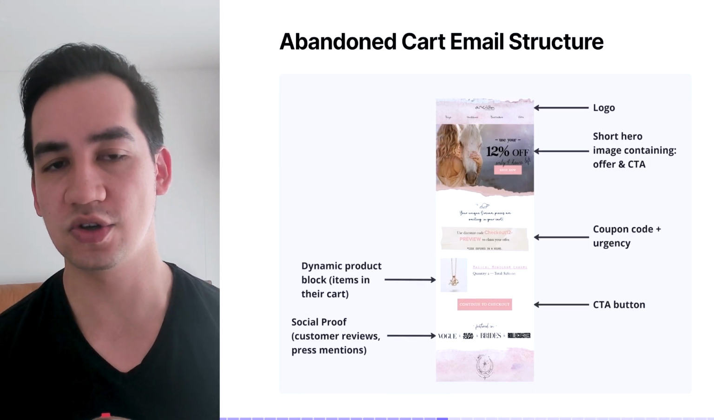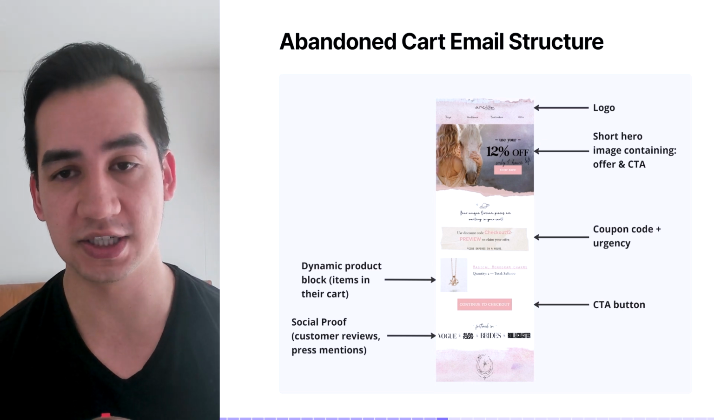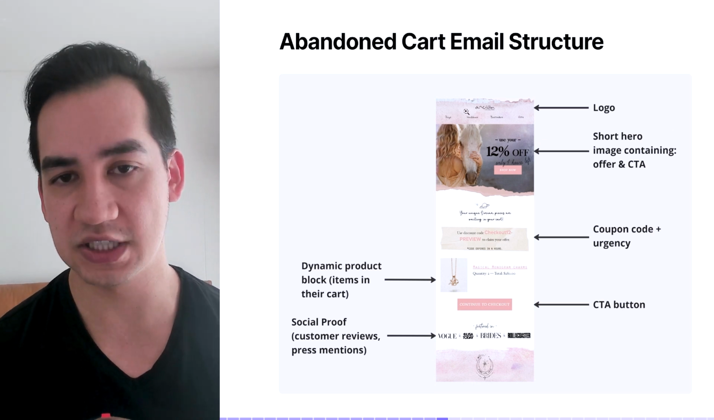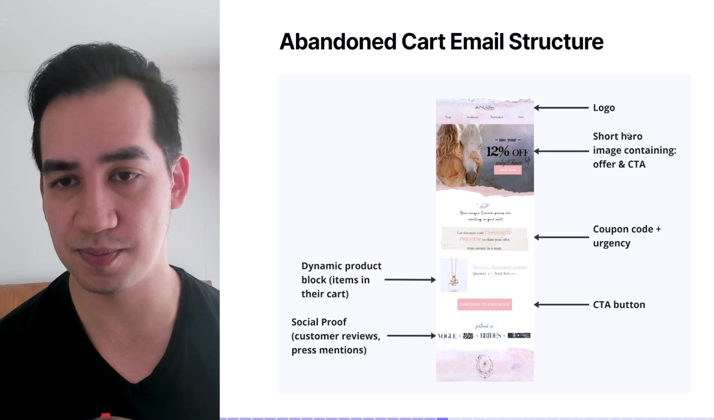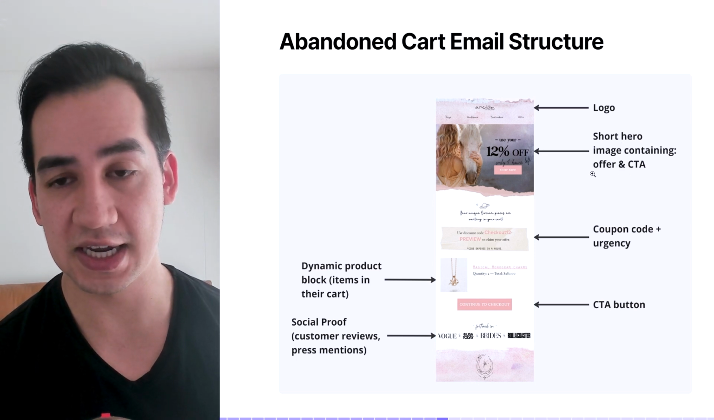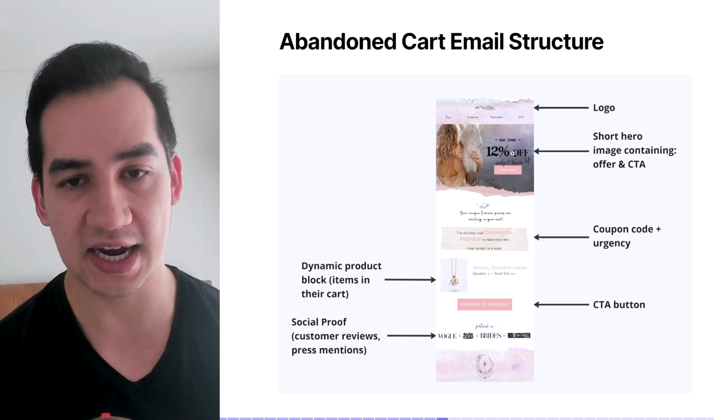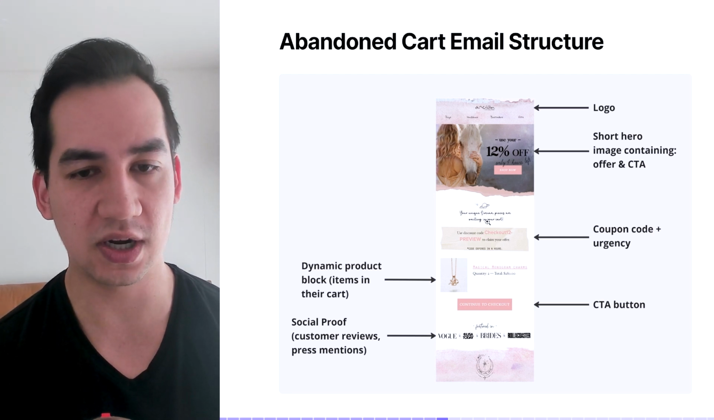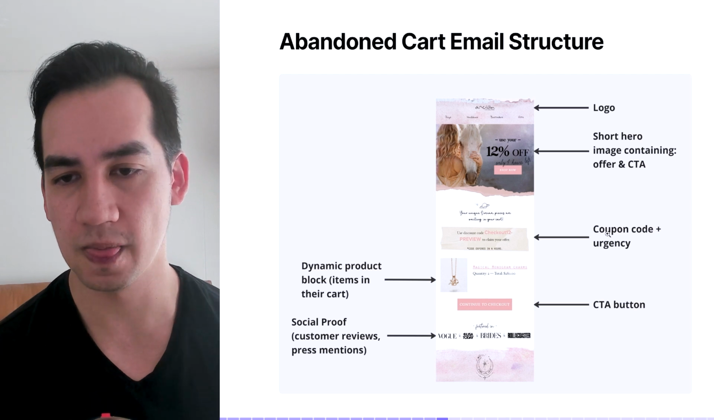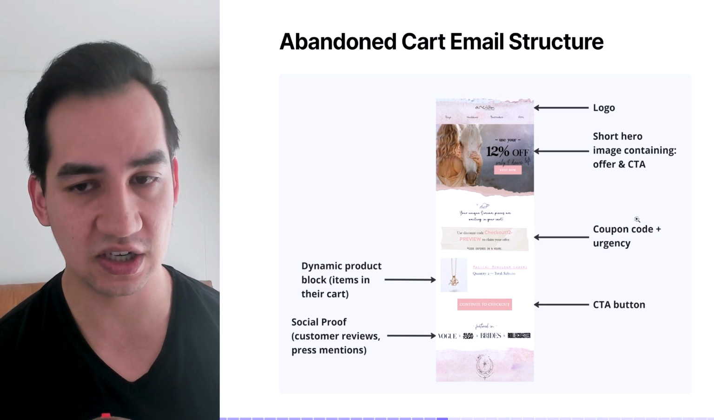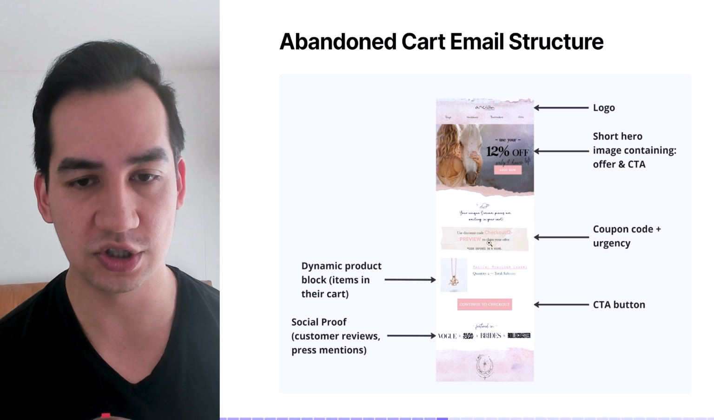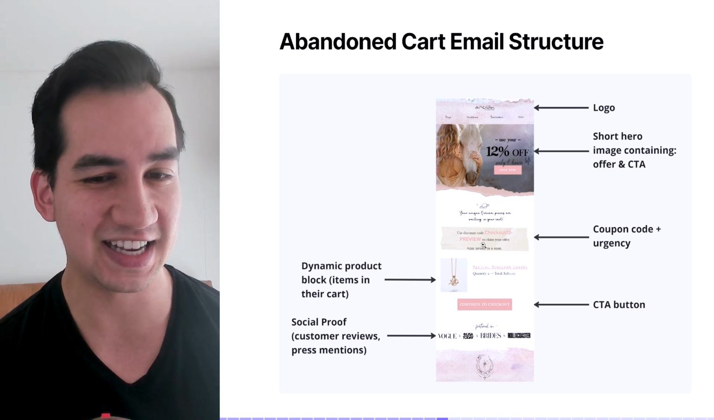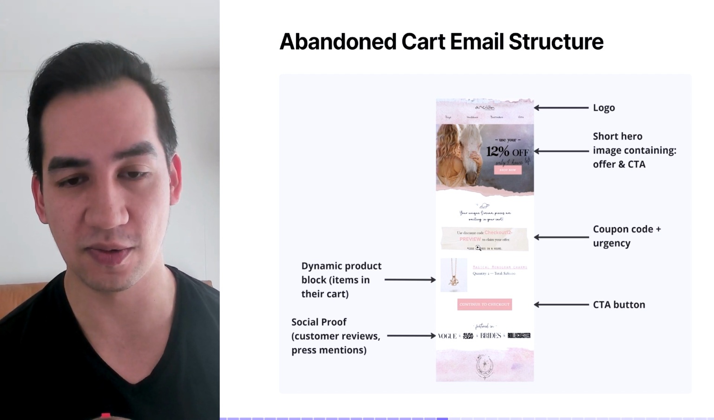All right. And here's sort of a visual example of what all this looks like when you put it together. So obviously you need to include the logo at the top. Generally a short hero image containing the offer plus call to action superimposed onto the hero image. You can include some body text here if you want, but keep it concise. Now, very important here, obviously, is going to be the coupon code plus urgency. You want to make it visually stand out. People see it right away.